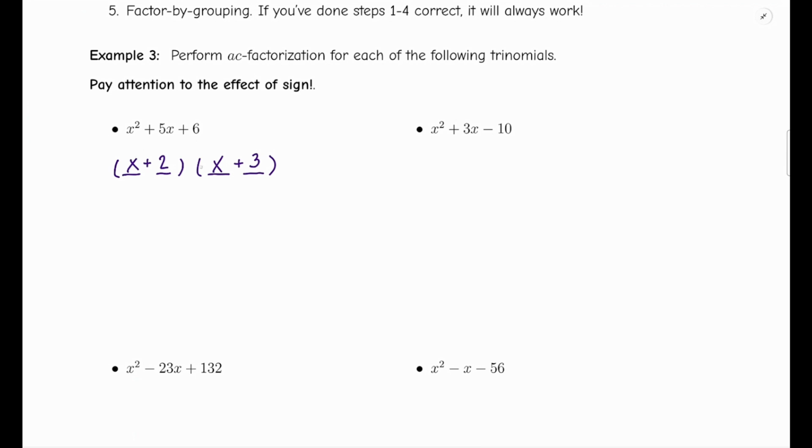So x times x is x squared. x times 3 is 3x. 2 times x is 2x. 2 times 3 is 6. Combine like terms, we get x squared plus 5x plus 6. So it checks out. Just as a reminder, because some students do get lost in checking their work, even though I checked my work, my final answer is this up here.